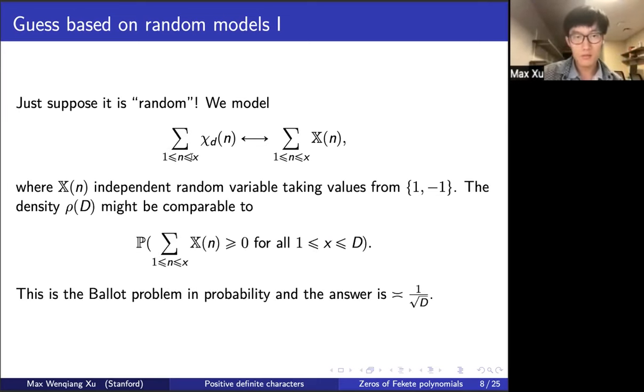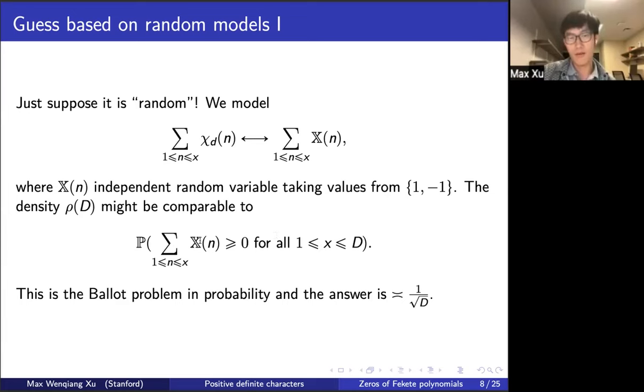And then the density, we might relate to the following probability: the probability that the sum of X_n is non-negative for all x between 1 and capital D. This is a probabilistic version of being positive definite for quadratic characters. We believe these two probabilities might be related. I already told you what the probability is, but suppose you believe this probabilistic model, then you can guess this might be a very small chance, right?